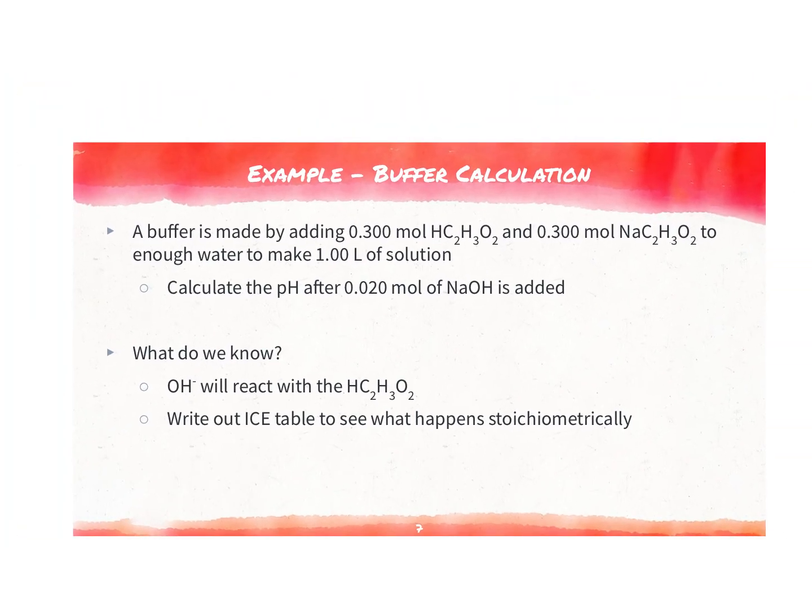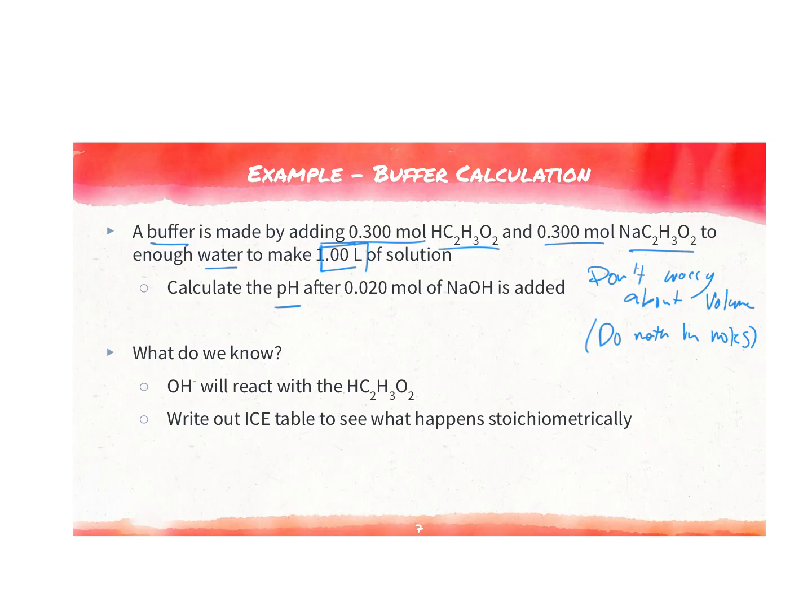Okay, so here's an example of how you can actually do one of these problems. It says we have a buffer made by adding 0.300 moles of acetic acid and 0.3 moles of sodium acetate to enough water to make 1 liter of solution. And so you can see this entire thing is at 1 liter, and so in this case, we don't really worry about volume. We can do everything in moles, because the volume for the solution is entirely the same. We already know the volume is 1 liter, so we can just do everything in moles.